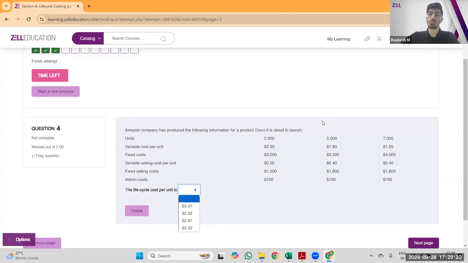For such questions, you can also group your variable and fixed costs so you don't end up duplicating your calculations.